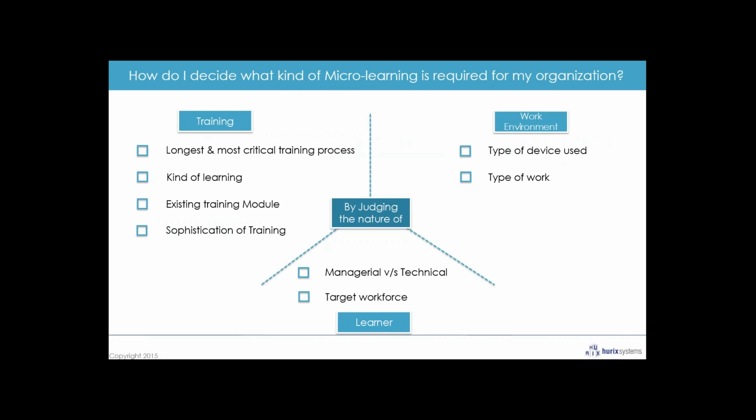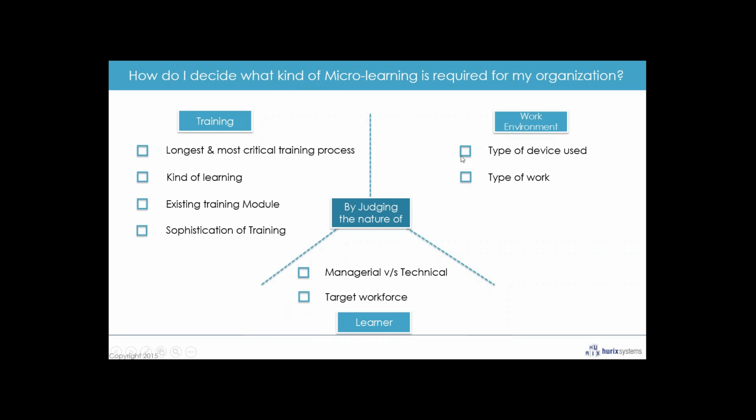Are they in a bandwidth area or not? What kind of work environment do they have? Then the learner's nature. Are we talking about shop floor guys? Are we talking about blue collar workers or white collars or executive level guys? So you basically profile your learners accordingly, and then you need to really see what content you have in hand.